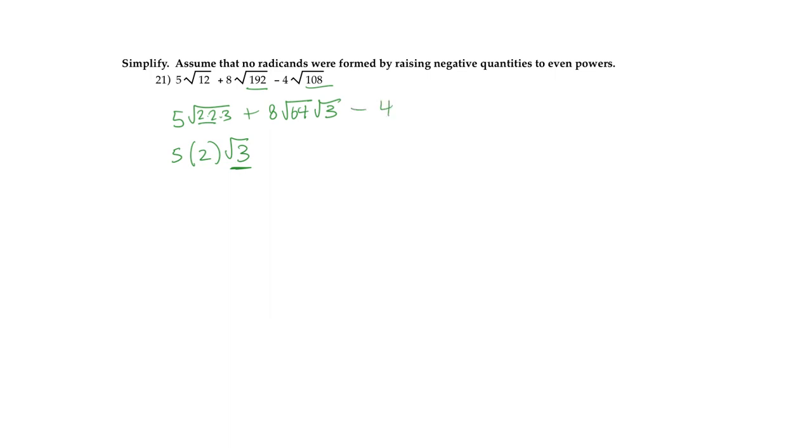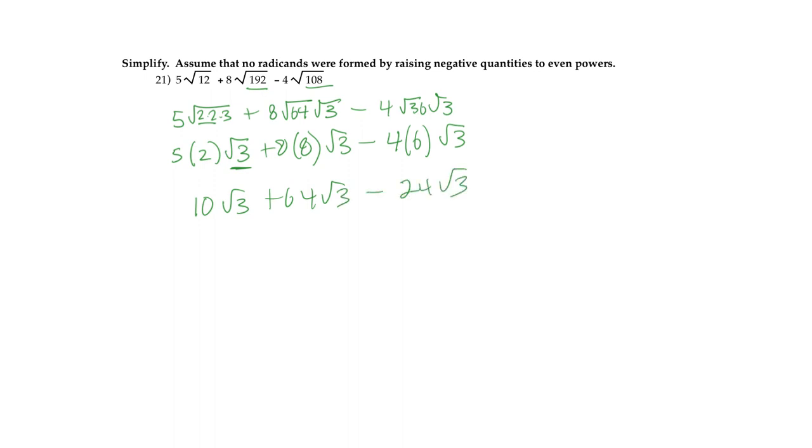minus 4. 108 divided by 3, I think, is 36. So that'd be root 36 times root 3. And fortunately, the square root of 64, I can get, that's 8. And the square root of 36 is 6. And now I have everything that's root 3. So let's just figure out what their coefficients would be. 5 times 2 is 10. 8 times 8 is 64. 4 times 6 is 24. 10 plus 64 is 74. Minus 24 is 50 root 3. All right, hopefully that helps you with that exam.